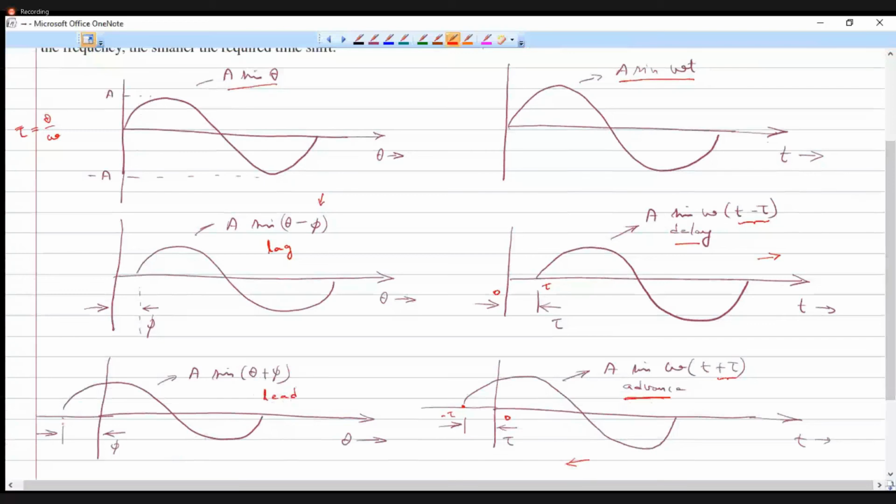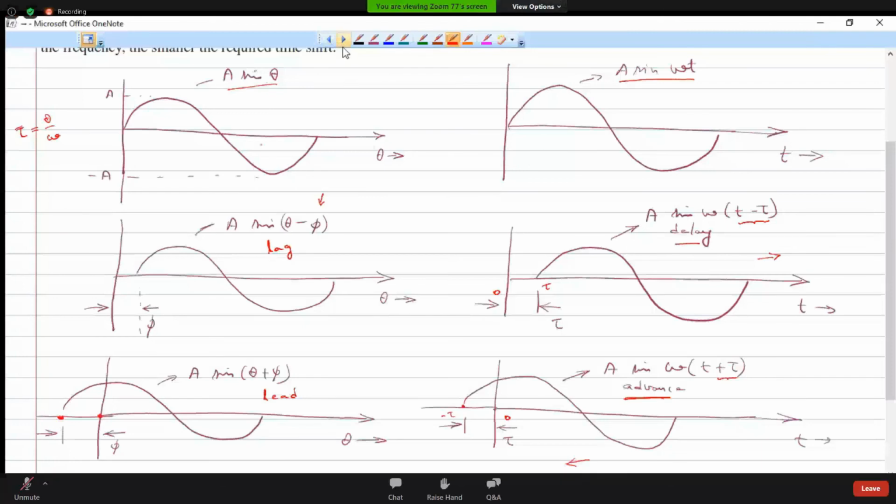It means that instead of the function starting at 0, it is starting at say minus 5. Okay, so it is starting early. That could be understood with respect to these graphs. I hope now the concept of shifting with respect to the time axis and shifting with respect to theta is clear to you. I hope there is no doubt. Okay, so shall we move forward?